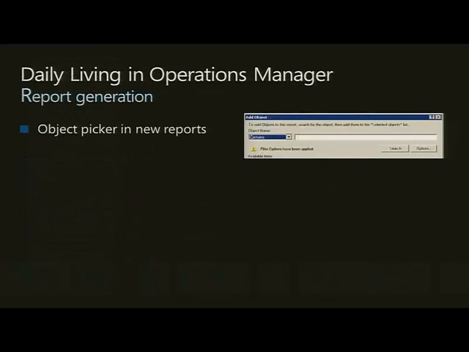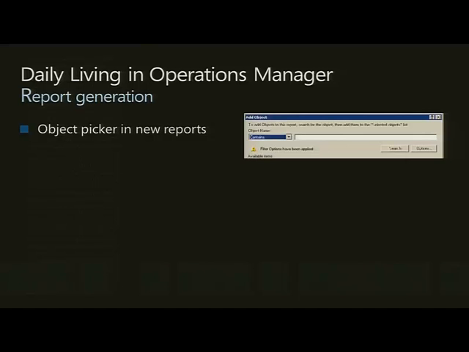Daily living, report generation. This is the one that most people truly and utterly hate within Ops Manager. Trying to generate a report out of Operations Manager is a phenomenally complicated thing. So I'm going to include 5 quick hints here, and we're going to be doing an article on this later this year. The first is, with the R2 management packs, they released something called the Object Picker.